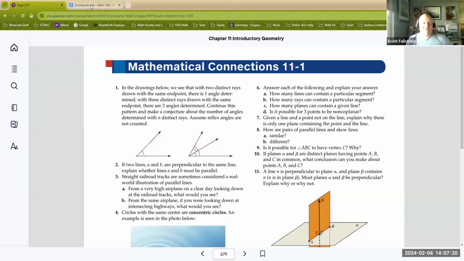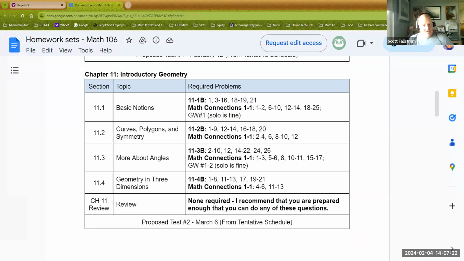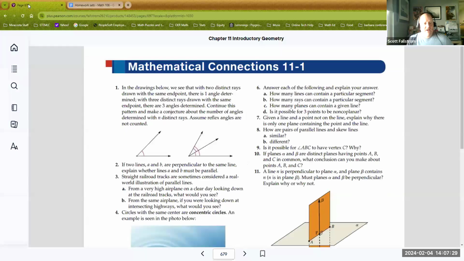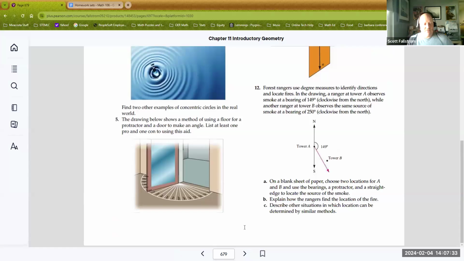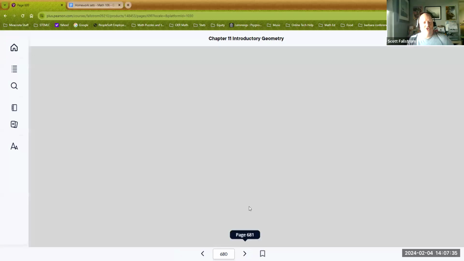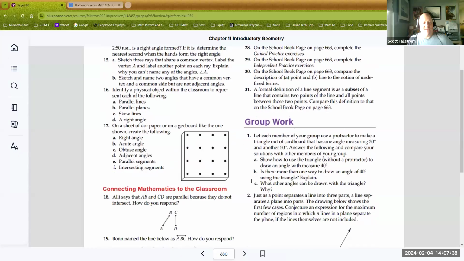All right, students, MC 11-1. So if you take a look, 1, 2, 6 to 10, 12 to 14, and 18 to 25. Now, the reason for this is, and you're going to see it when you start looking at it, you have a number of general pieces, and then you get to the ones from the classroom. The classroom ones are super important, and I need you to see the connections between them.